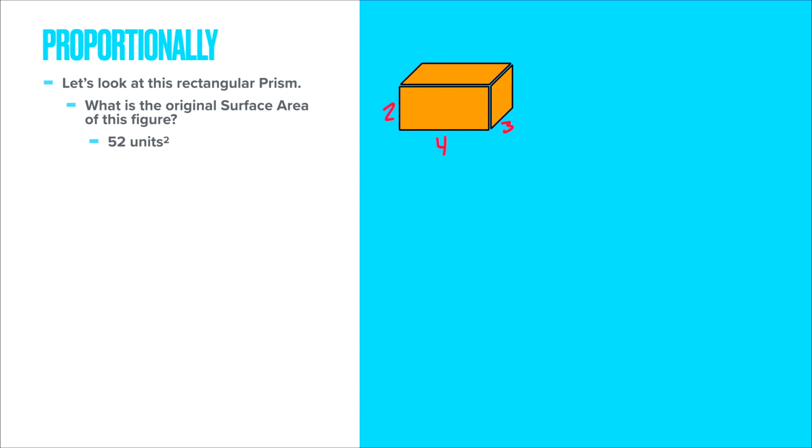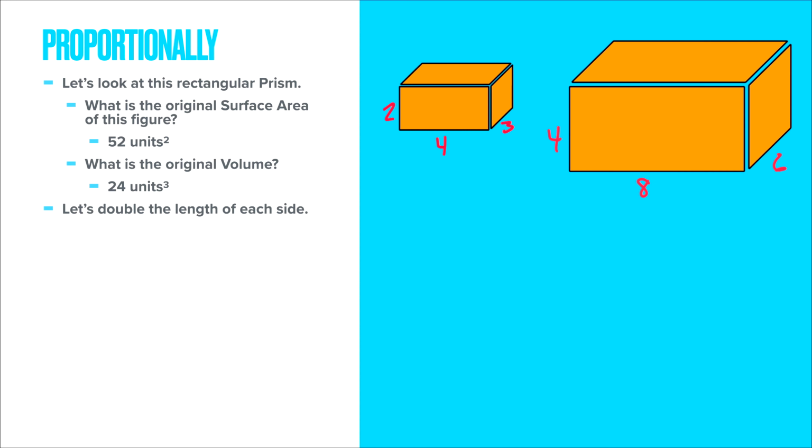Now, let's talk about the original volume. 2 times 4 is 8, and 8 times 3 gets us 24 units cubed. So in this case, the surface area is actually bigger than the volume would be in a 2 by 4 by 3. But now, let's see what happens when we double the length of each side. So in this case, we now have a 4 by 8 by 6 rectangular prism.